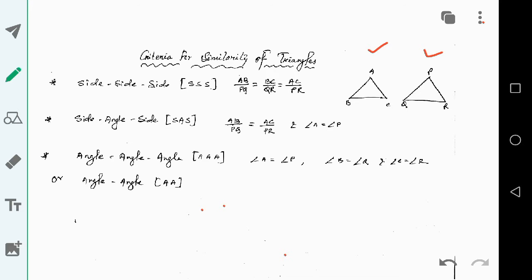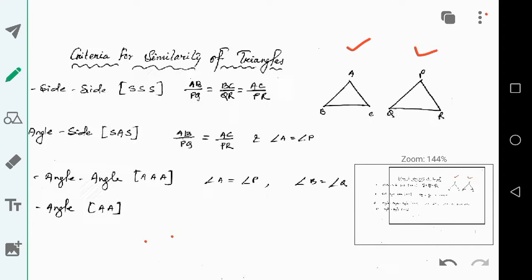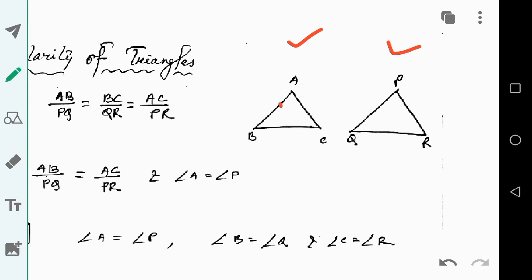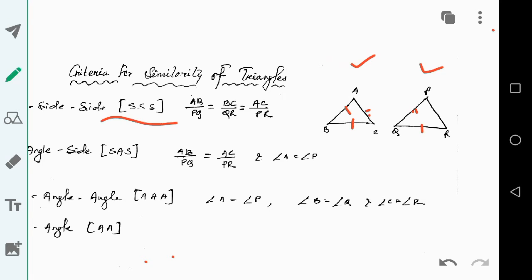So, if all the three sides of this triangle and all the three sides of this triangle are in the same ratio, AB by PQ equal to BC by QR and AC by PR, then these two triangles are similar according to SSS.